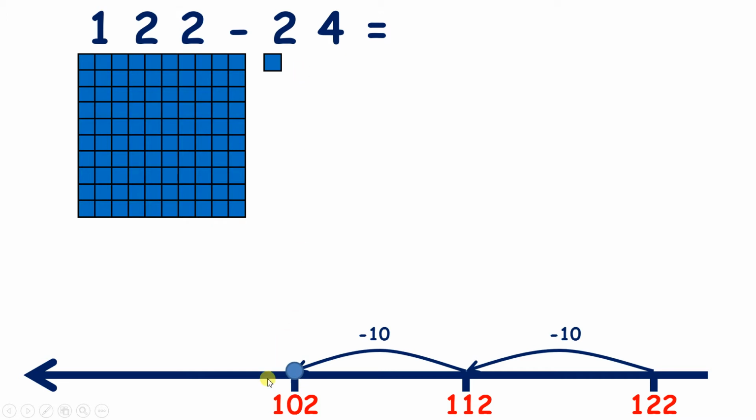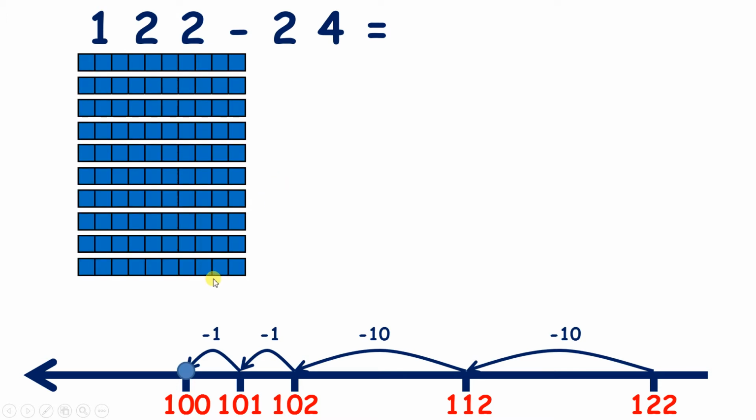Subtract 1 unit and we have 101. Another unit and we have 100. But we've only subtracted 2 units and we need to subtract 4. So what can we do? We can break up our 100 into 10 tens and then break up one of those tens into 10 units.